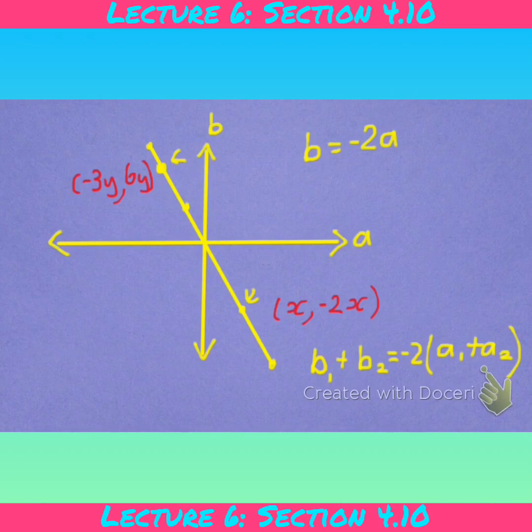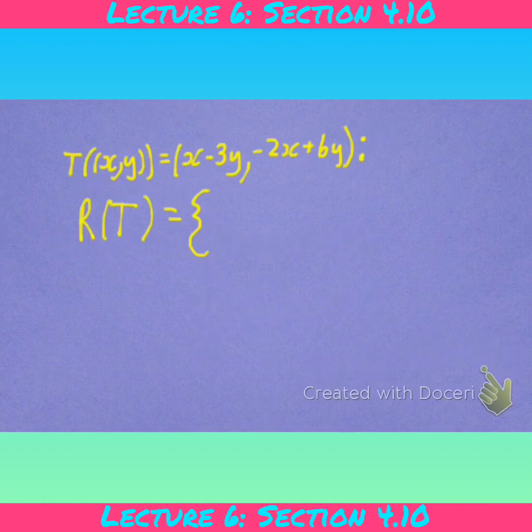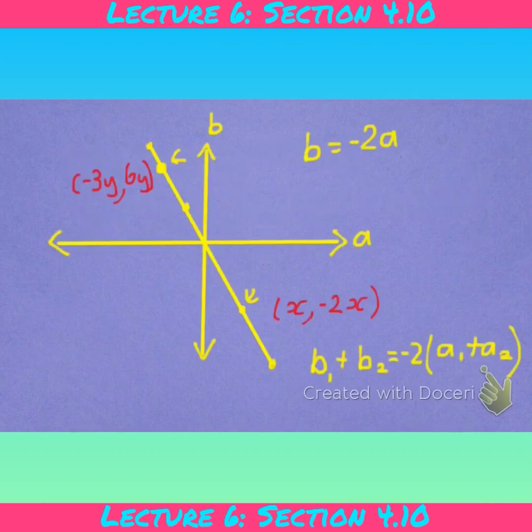So what is the range? The range is going to be the set of all points with the first component being a real number a and the second component being minus 2 times that real number. And again a is a real number. Okay, so that's the range. It's all points that lie on that straight line.